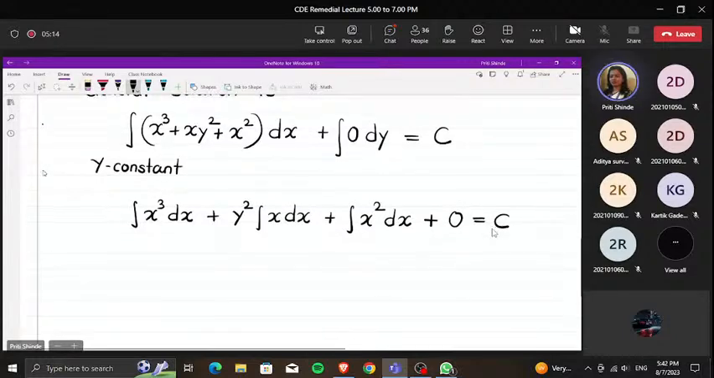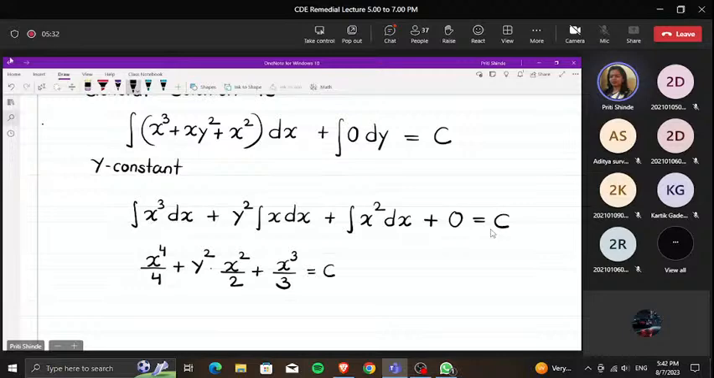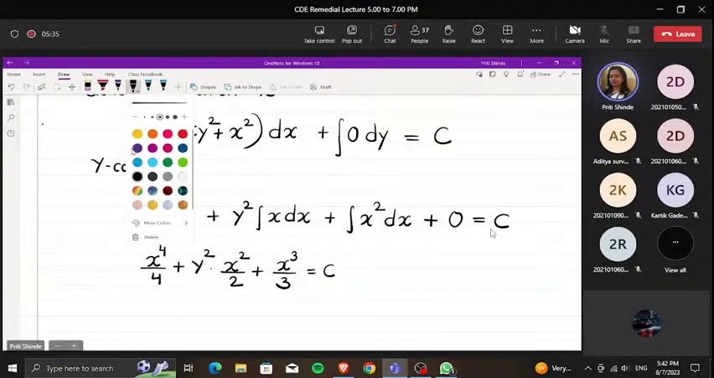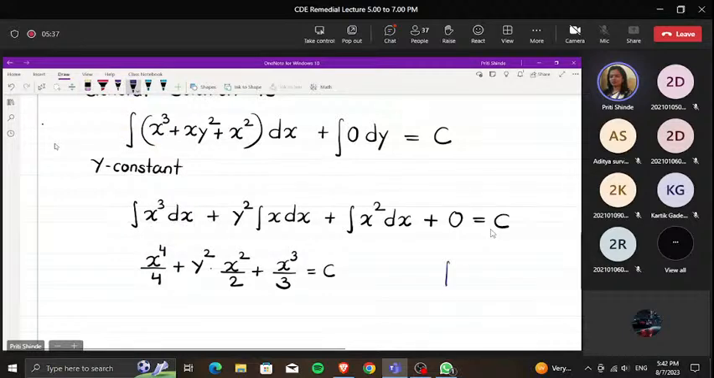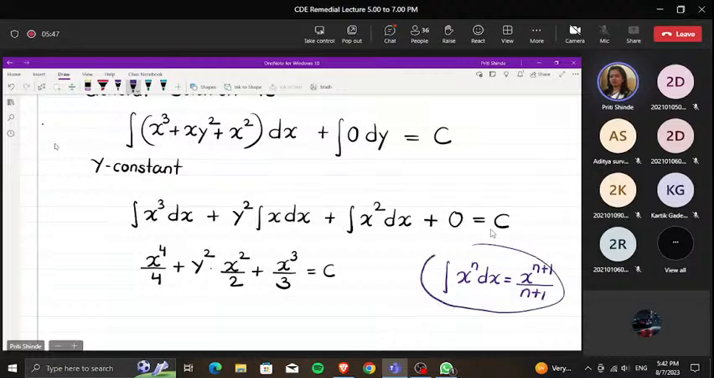So integration of x raised to 3 is x raised to 4 divided by 4, times y square. Integration of x is x square divided by 2. Integration of x square is x cube divided by 3, is equal to c. Everywhere I am using this formula only: integration of x raised to n dx is x raised to n plus 1 upon n plus 1. Using this formula we get the value of integration.